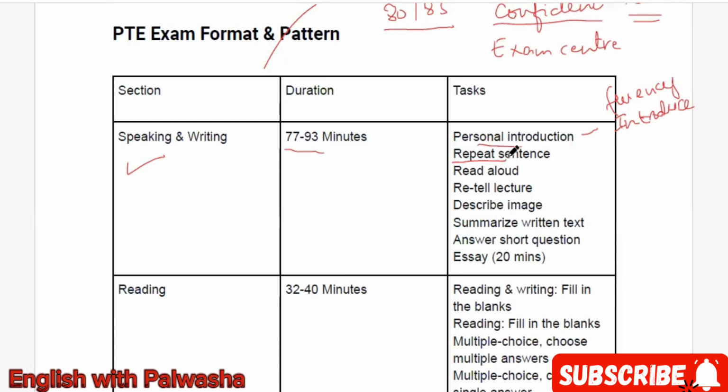Then repeat sentence. Something will be presented to you on screen and you have to repeat it. Repeat means that you have to read something, and that reading should be done in a proper way. Or maybe any audio will be played, and you are going to repeat that audio and record it. You will click the record button and then repeat it. Then it's a read aloud. There will be material given to you to read aloud.